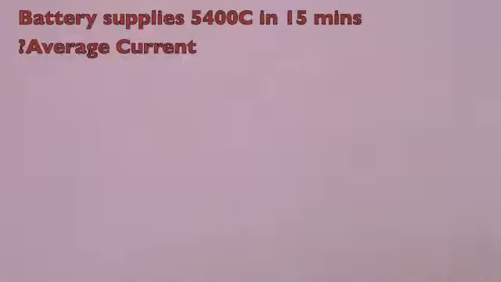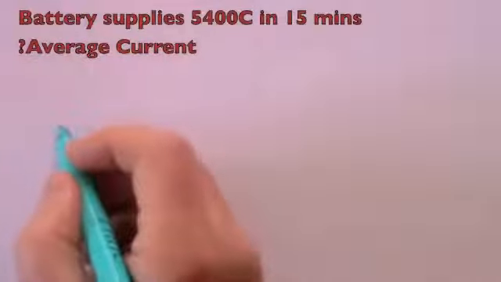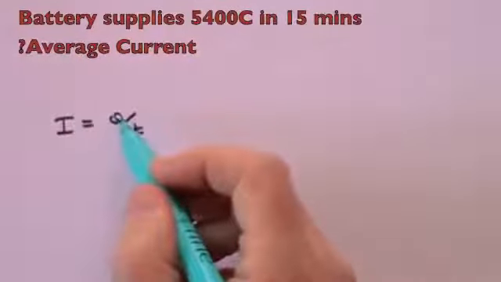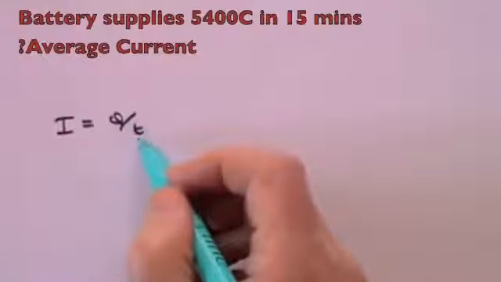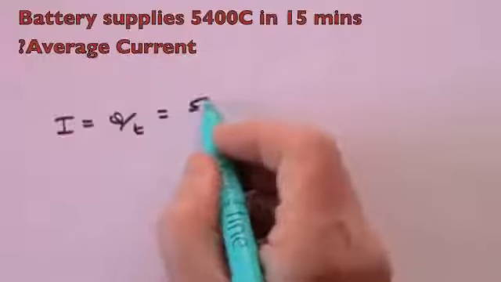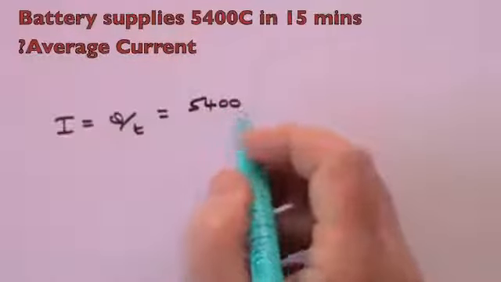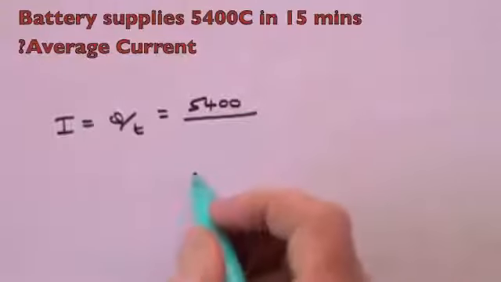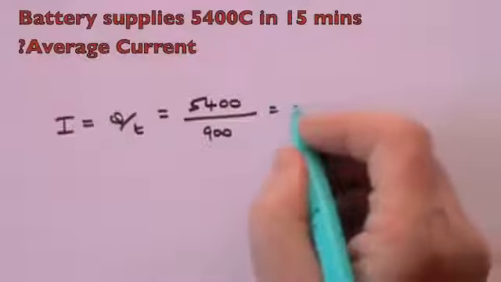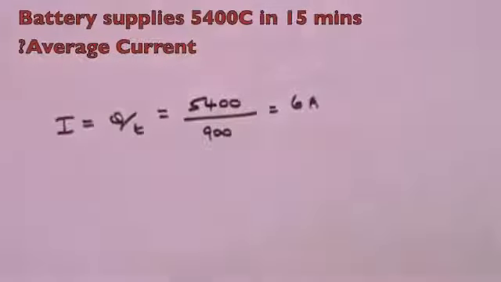Question 1. A battery supplies 5,400 coulombs in 15 minutes. What is the average current? So here we need the formula that I is equal to Q over T. Q is the charge in coulombs, T is the time in seconds. That is going to be 5,400, because we said it was 5,400 coulombs, divided by 15 minutes. Well, 15 minutes in seconds is 900 seconds, and that gives you a current of 6 amps.